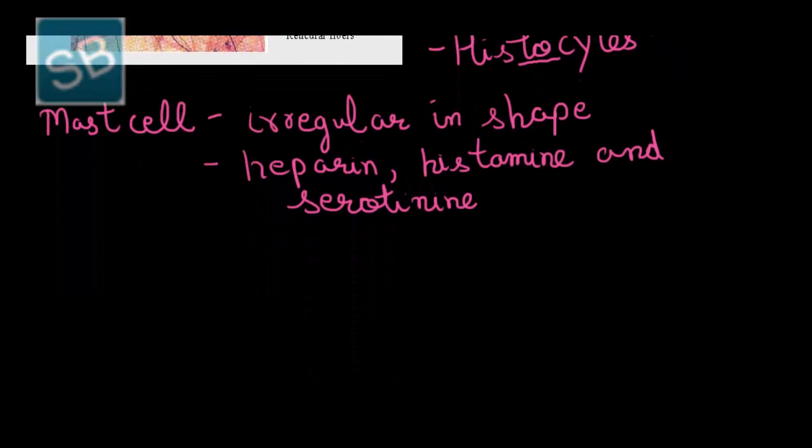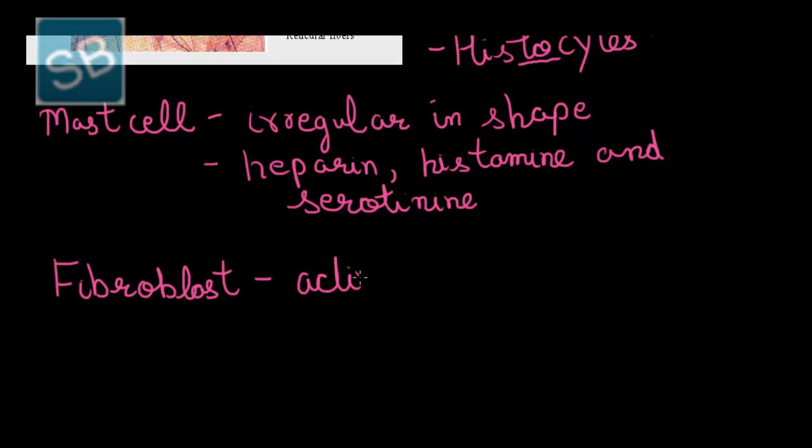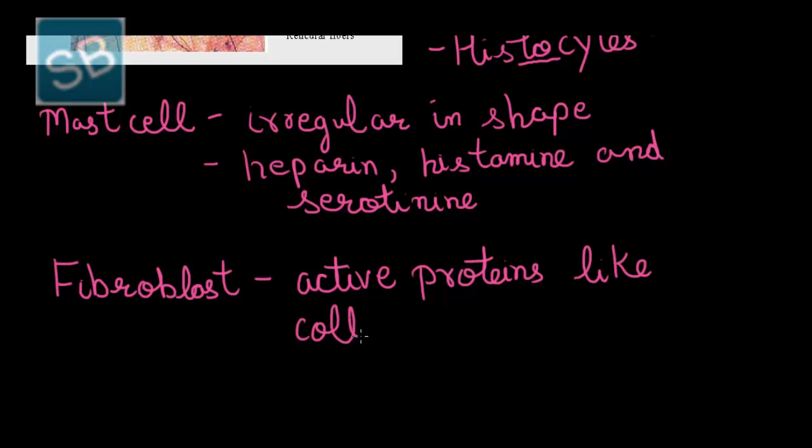Then comes another type of substance cells, that is fibroblast cell. These constitute the most important part of the cells of all the cells present in the ground substance. These type of cells secrete active proteins or enzymes like collagen and elastin, which helps in the formation of fibers.